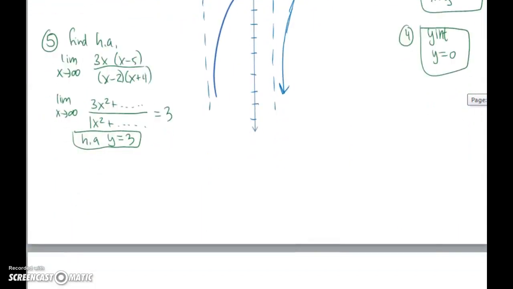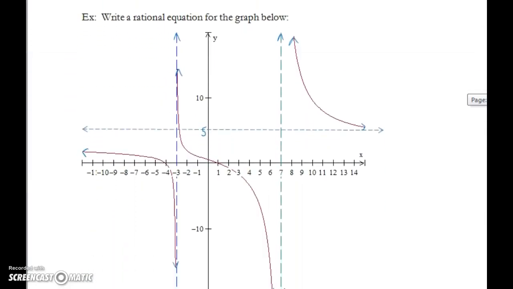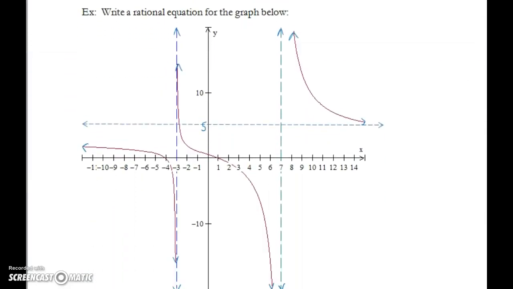All right, our second example's asking us to write the equation given our graph. So let's put our function together. We know that it's a rational function. All right, what goes in the denominator? Well, that's determined by our vertical asymptotes. So we have a vertical asymptote at x equals -3, which means that x plus 3 is in the denominator. We have a vertical asymptote at x equals 7, which means x minus 7 is in the denominator.